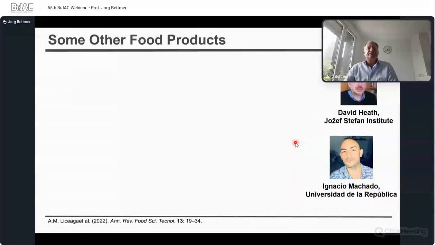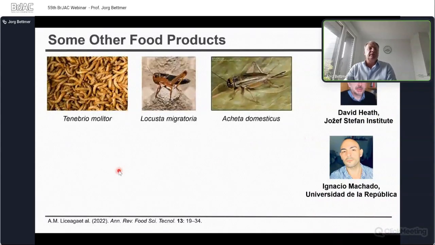Let's switch to a second topic. I want to talk about some other food products, and this work has been carried out in collaboration with David Heath from the Jožef Stefan Institute in Ljubljana in Slovenia, and Ignacio Machado of the Universidad de la República in Uruguay. And these food products are the following ones. So, these mealworms, the grasshoppers, or crickets.